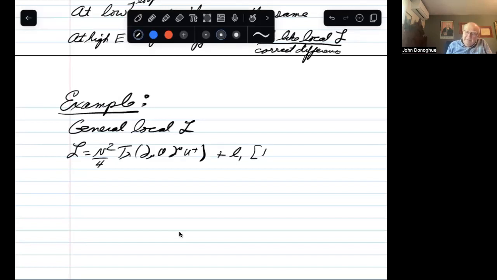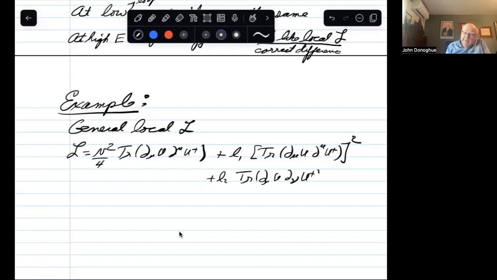There'll be another piece that looks the same form we've seen, trace U trace U dagger quantity squared. But now its coefficient isn't necessarily the same thing that we had before. It could be a different coefficient. And as far as the symmetries are concerned, there could be a second one, trace D mu U D nu U dagger trace D mu U D nu U dagger. So they're basically a different form. These L1 and L2 are some coefficients. At this stage, they're unknown.